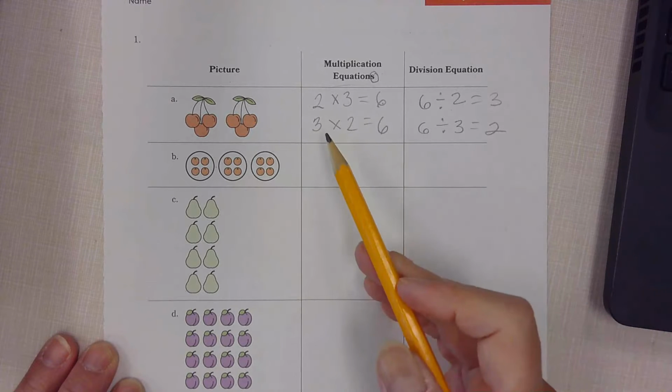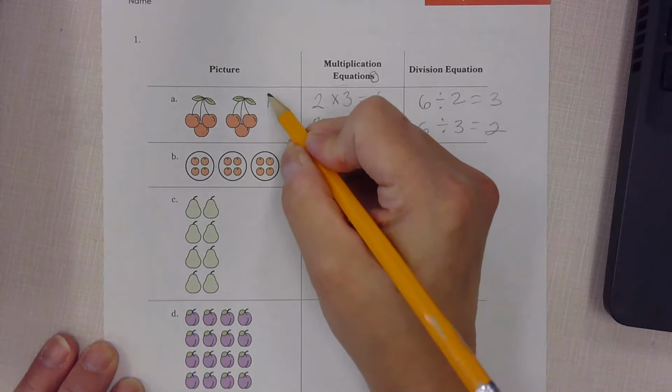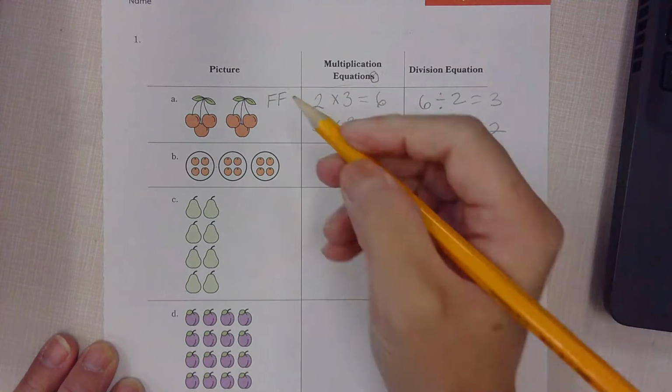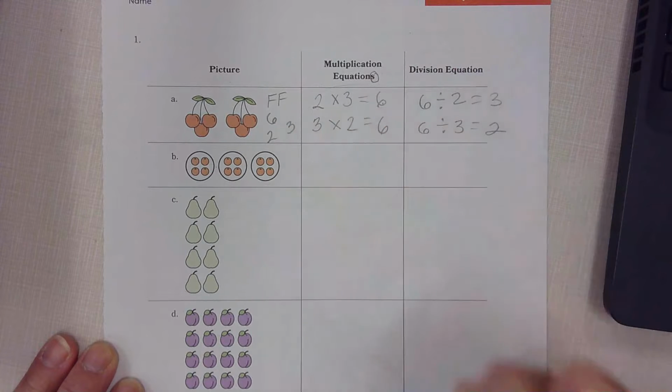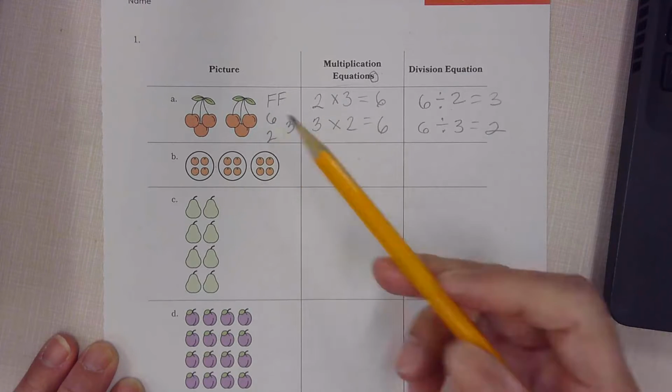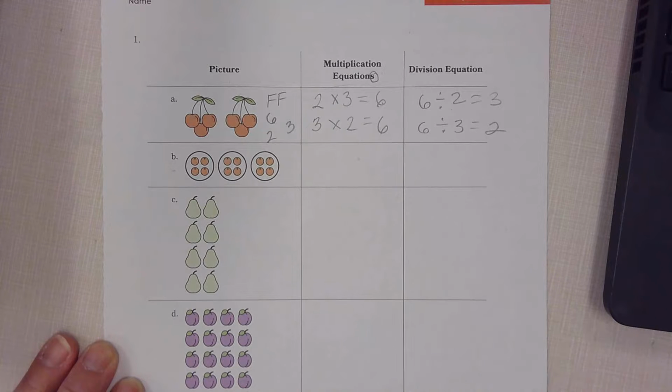So again, you created what is called a fact family. And a fact family, FF for fact family, for 6 is going to be 2 and 3. Some of you last year did number bonds. This is kind of the same thing. All 3 of these numbers are somehow related. So we're going to apply that same strategy here in situation B.